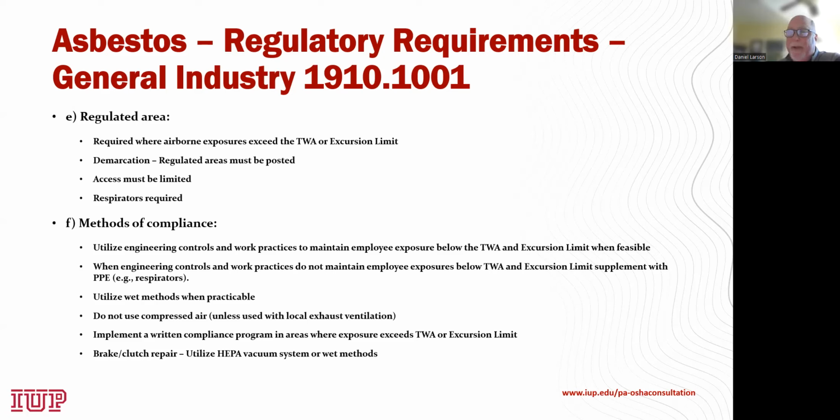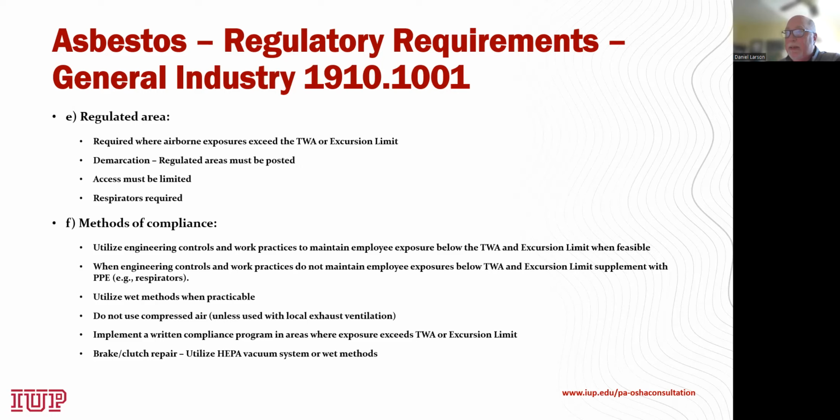Asbestos is a fibrous material. It can be a powder. So you want to use wet methods whenever you can, whenever it's practicable. You certainly don't want to use compressed air to clean up or remove asbestos unless you can use compressed air in combination with some local exhaust ventilation.